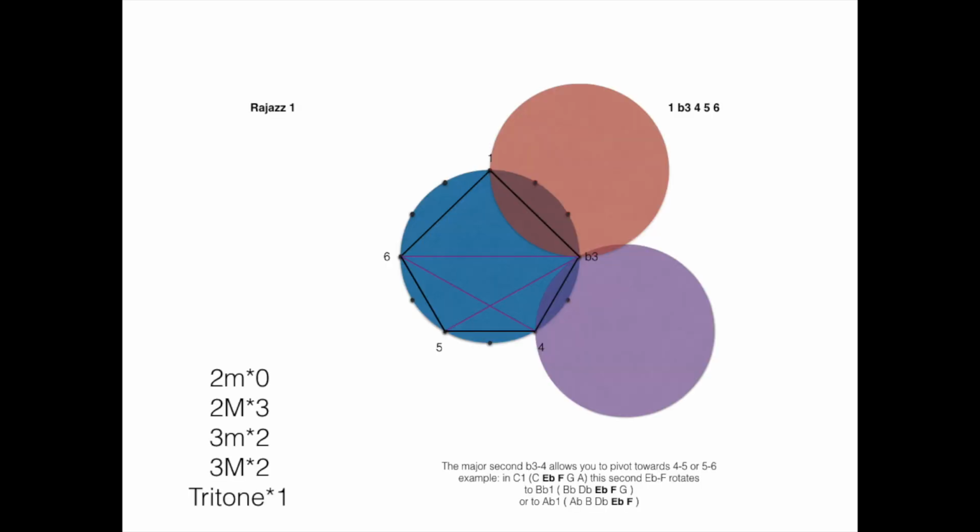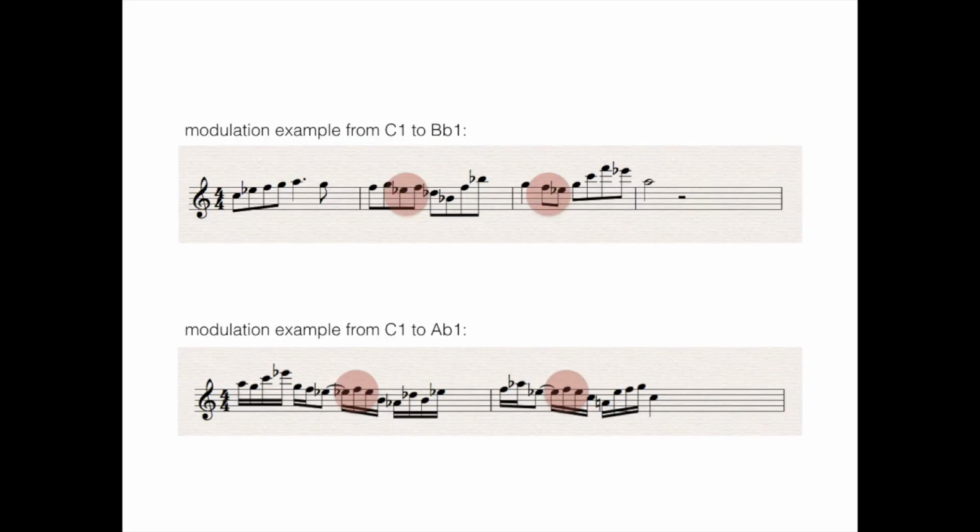Now, the major second we have between flat 3 and 4 allows you to pivot towards 4-5 or 5-6. For example, in C, the major second between E flat and F allows you to rotate to Rajazz 1 in B flat, where you find E flat F between 4 and 5, or to Rajazz 1 in A flat, where you find E flat F between the 5th and the 6th degrees. Here's the first example of modulation from C to B flat using the major second E flat F. And now an example of modulation from C to A flat using E flat F as pivot.